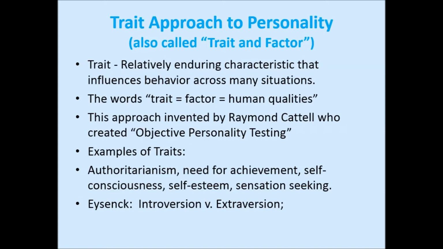But here's some examples of traits. Authoritarianism. Some people are bossier than others. Need for achievement. Some people are more ambitious. Self-consciousness. Some people feel awkward when they meet new people. Self-esteem. Some people have high self-esteem, some people average, some people sadly low. Some people are sensation-seeking. I have a cousin who thinks a wonderful thing to do is to jump out of a perfectly good airplane while wearing a parachute. Not me. I have no need to do that. And some people are more introverted, some folks are more extroverted. Those are some factors that you're probably already familiar with, traits, qualities.